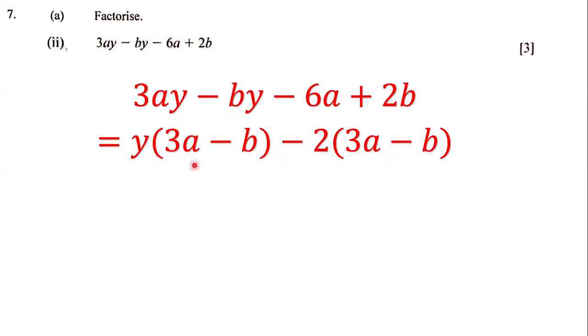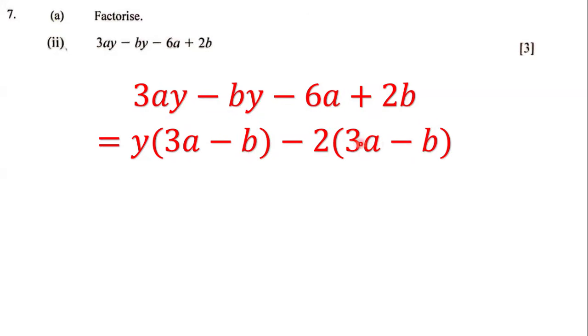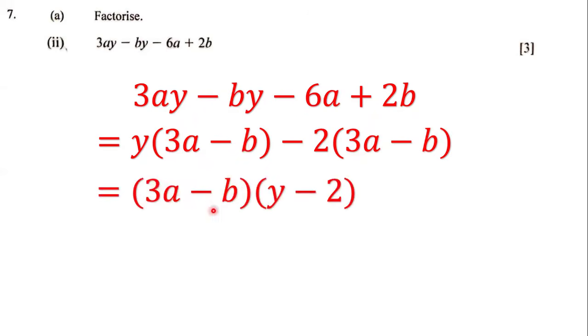Now notice that here we have 3a minus b, and here we have 3a minus b, which means that 3a minus b is a common factor of these two terms. So we're going to factor out 3a minus b and see what we're left with. When we factor out 3a minus b, we are left with y minus 2. And so our answer here is 3a minus b multiplied by y minus 2. And that's the answer for this question.